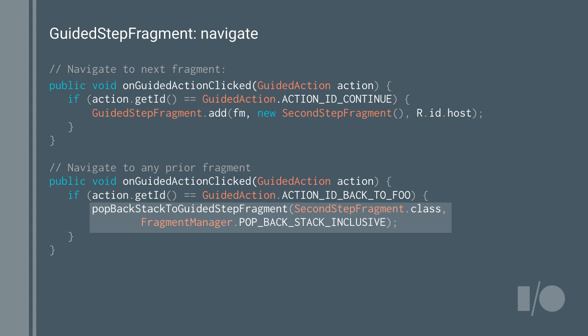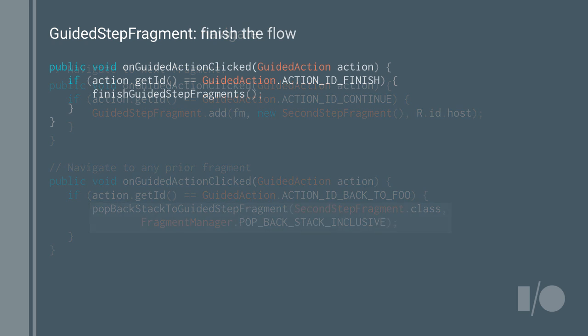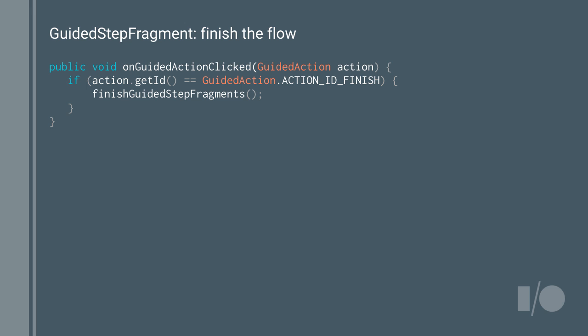But sometimes your app wants to go multiple steps back. You can call pop back stack with a specific class name of the fragment. Finally, if you want to finish your flow, you call finishGuidedStepFragments. This will close all the GuidedStepFragments. And if your flow was started in a separate activity, it will also close the activity.